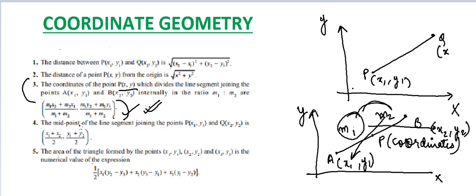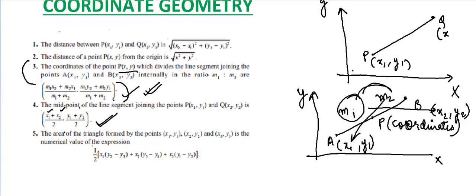Now if you have to calculate the midpoint of the line segment, it is very simple. We just add the two coordinates and divide by 2. Similarly, x1 plus x2 divided by 2, because the midpoint is always calculated using this only. And y1 plus y2 divided by 2. So this is a very simple one. You just add the two coordinates and divide by 2.